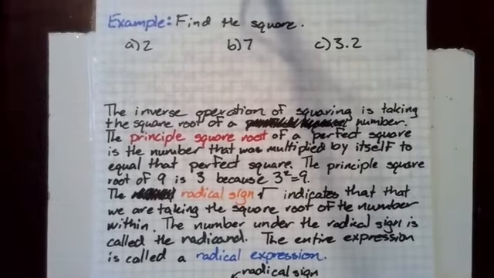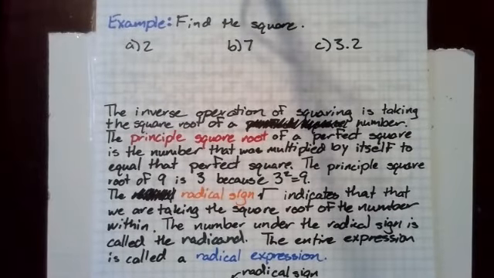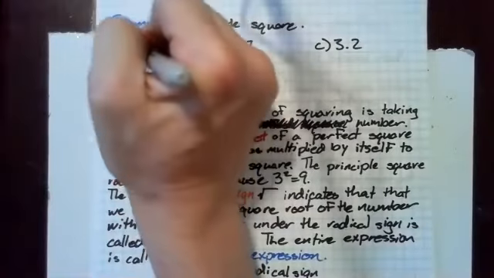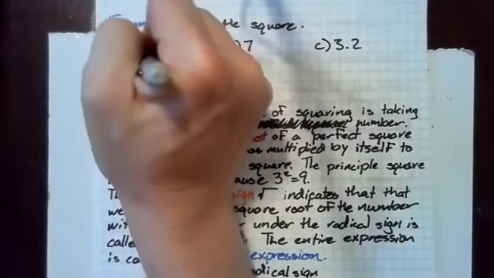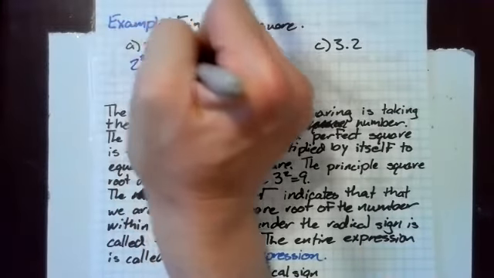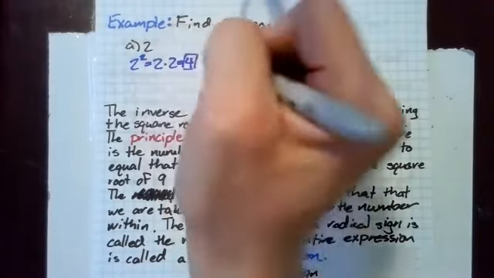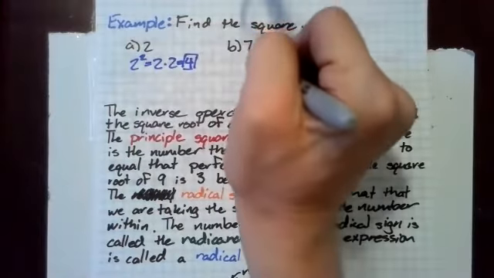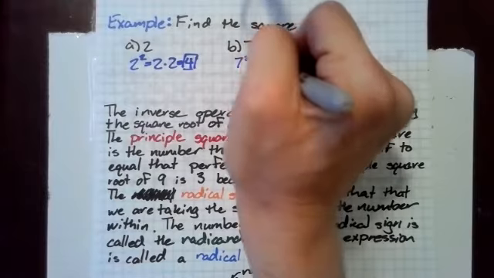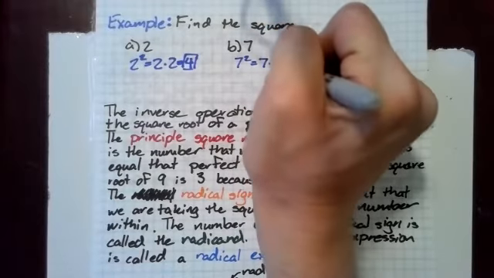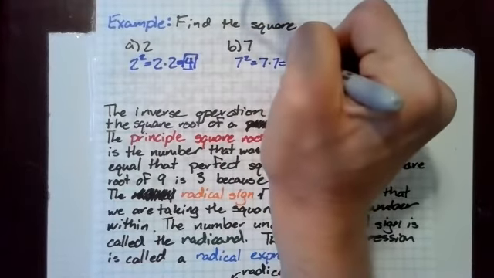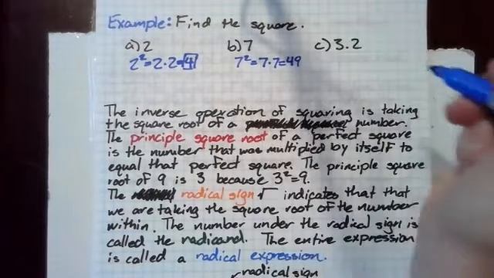We are asked now to find the square in this example. First, we want to square 2. 2 squared is 2 times 2, which we should know is 4. 7 squared is 7 times 7, which we saw on the previous page is 49.